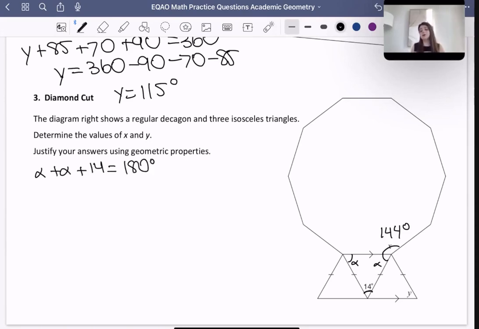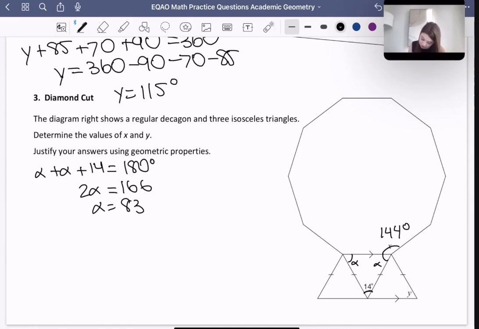Now, how do we know that? Because all three of the interior angles of a triangle must be 180, right? That's a little known fact we have. So that means that 2 alpha is equal to 166. So therefore, alpha is going to be half of that, which is 83. Very good. So that means these are each 83.